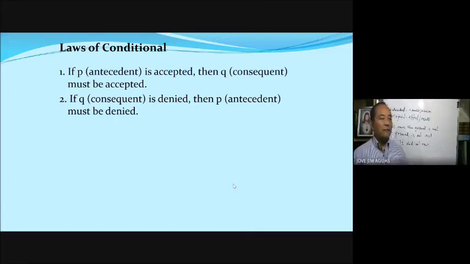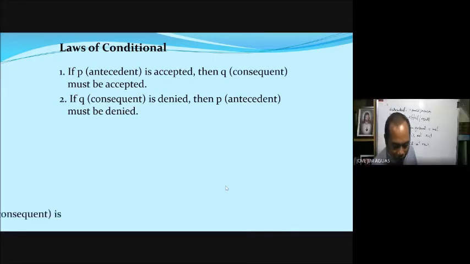Okay? So if you say, if you study, then you will pass. You did not pass. That means you did not study. Okay? If you are a pagan, you don't believe in God, but you believe in God. That means you are not a pagan. Okay? You understand? Hello? Is that clear? Yes, sir. Okay, good.